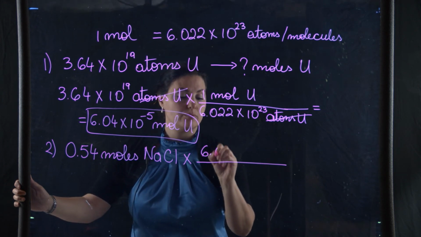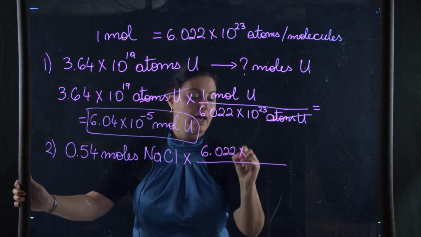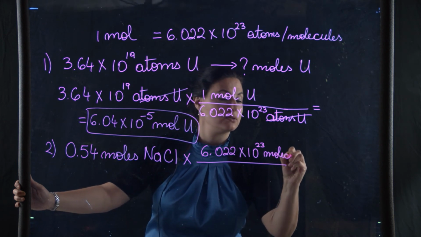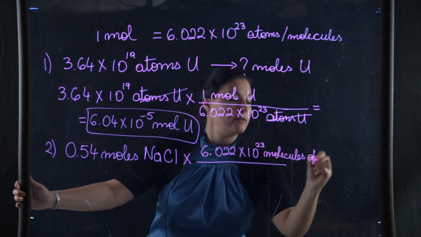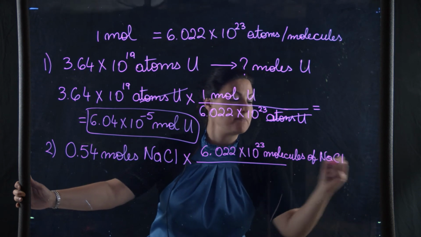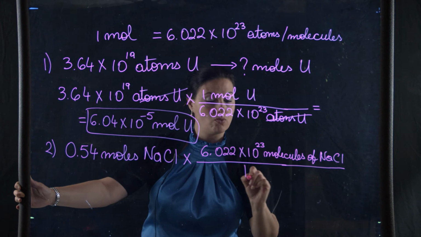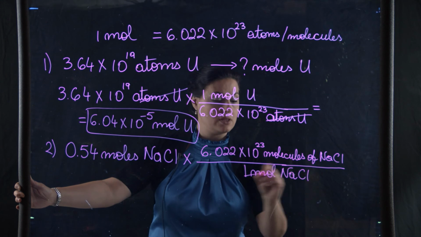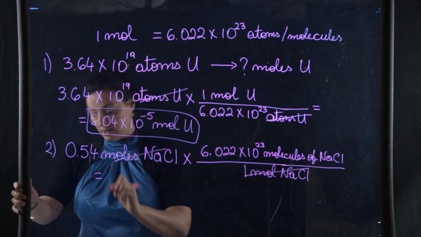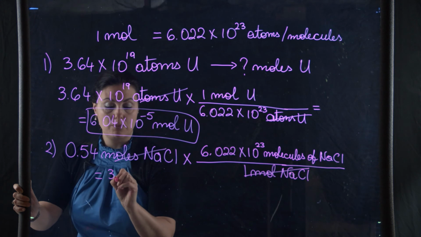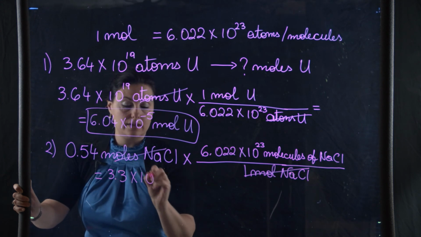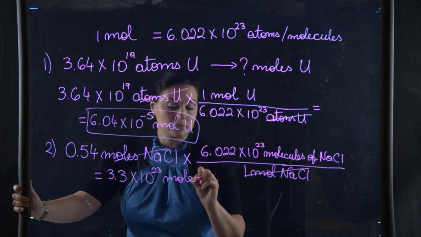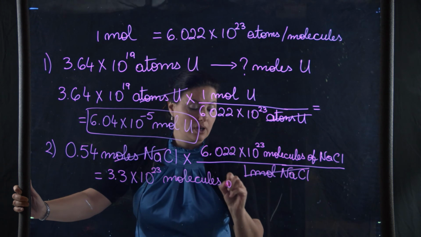So I have 6.022 times 10 to the 23rd molecules of NaCl on top over 1 mole of NaCl. This will cancel, and it will give me 3.3 times 10 to the 23rd molecules of NaCl.